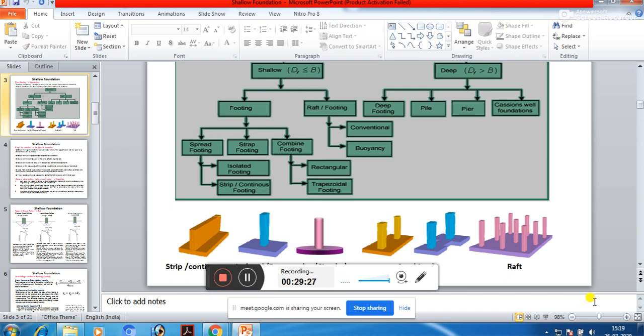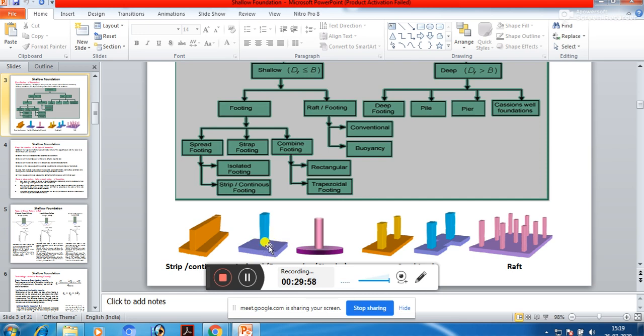So, when we talk about footing, we are talking about spread footing, strap footing, and combined footing. This is actually a spread footing. Spread footing means footings which are basically spreading. This is your column. You can see this is your column.